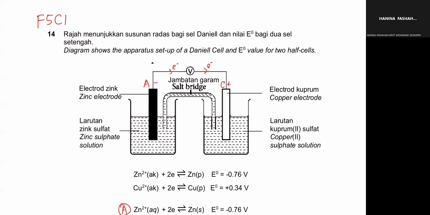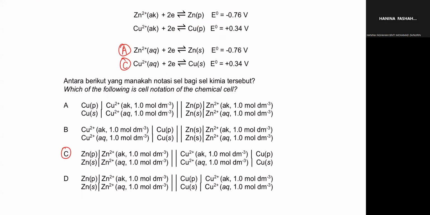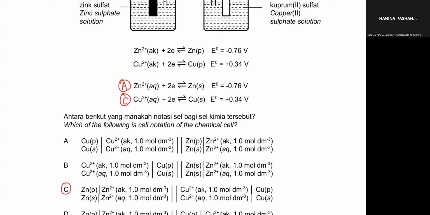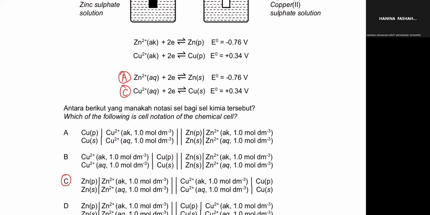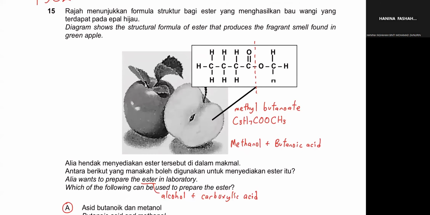Then question 14 is B. This one is for chapter 1. Zinc undergoes oxidation, becomes zinc 2 plus. Copper 2 plus undergoes reduction, becomes copper. This is question 14. Question 15 is A.